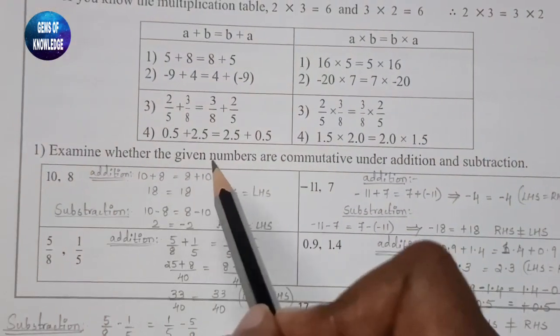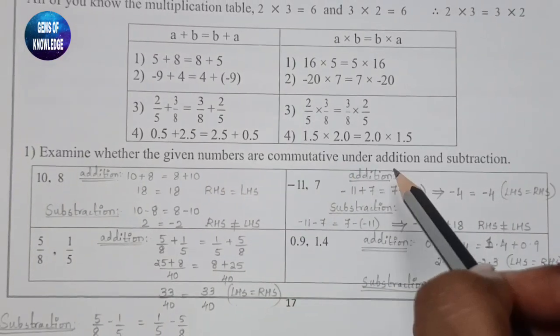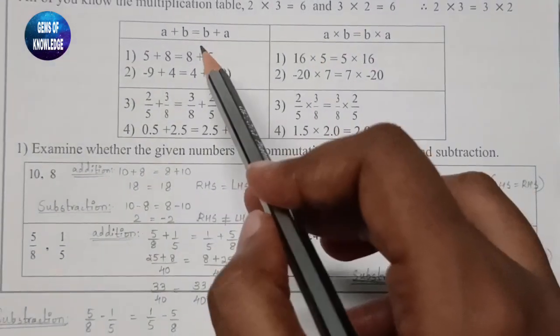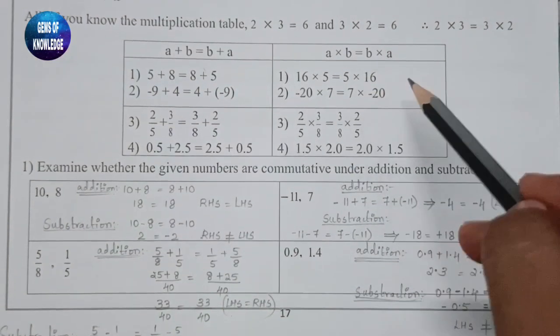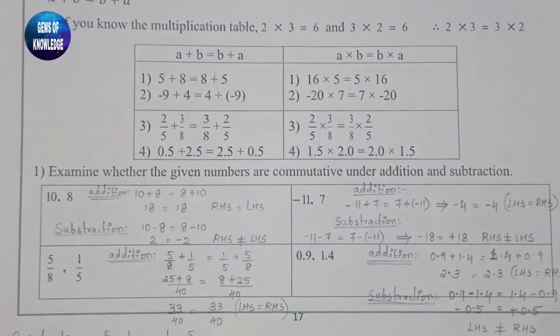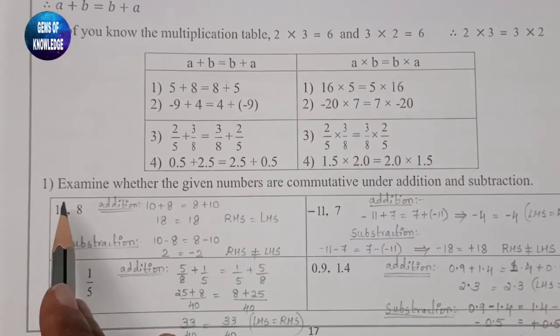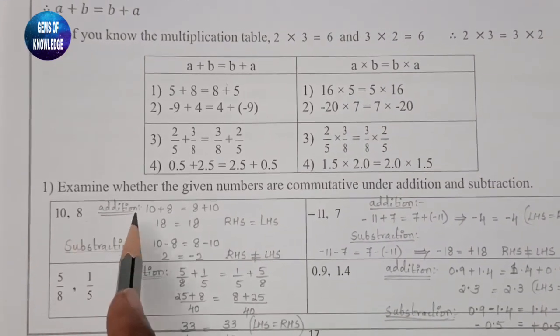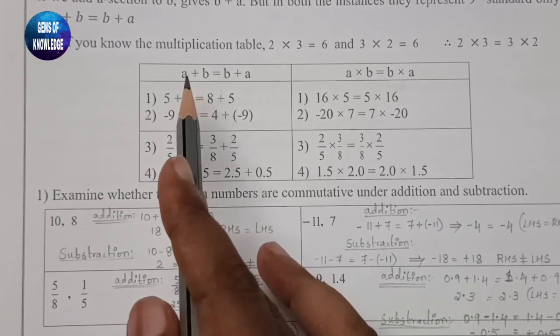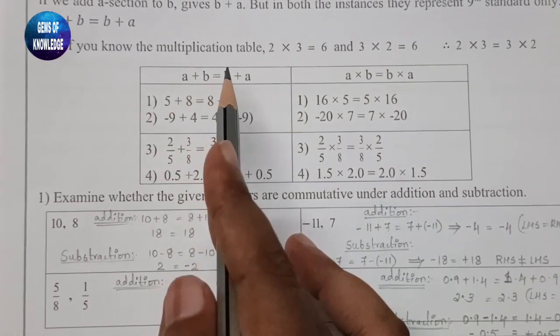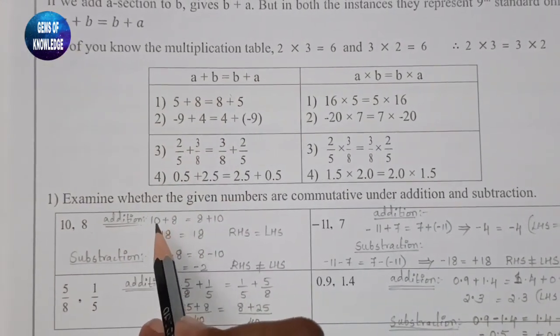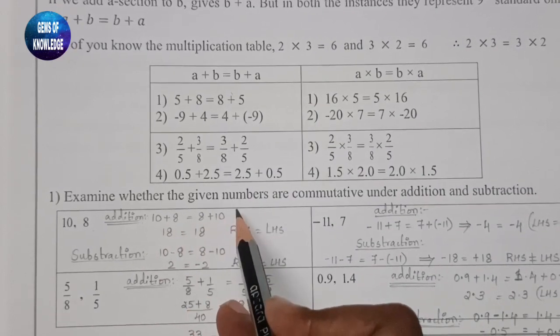Examine whether the given numbers are commutative under addition and subtraction. They are asking us about addition and subtraction, and they did not ask us about multiplication. So four questions are given here. The first one is 10, 8. If you add in this manner, that is, a plus b is equal to b plus a.